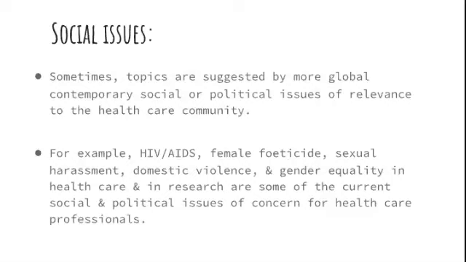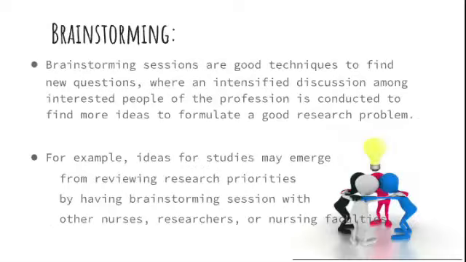So social issue is a very important aspect. The next one is brainstorming. Sometimes if we think individually, we may not get good ideas, but when we sit together and discuss, a lot of ideas are generated from the discussion. So that group discussion, intensified group discussion, we say it as brainstorming.